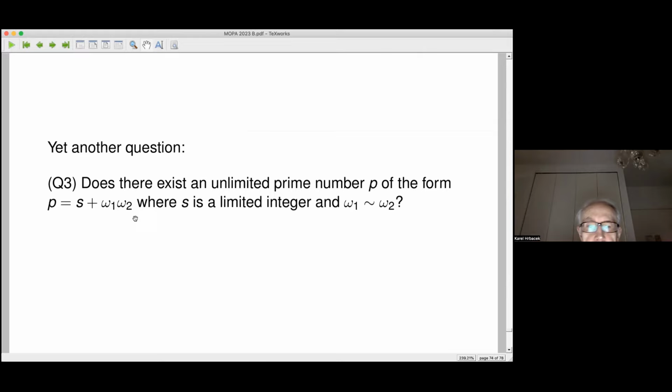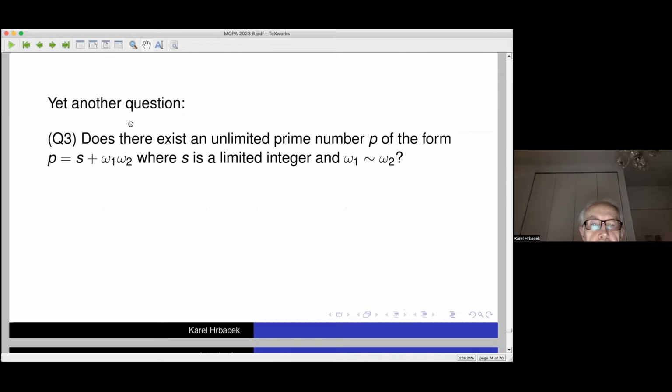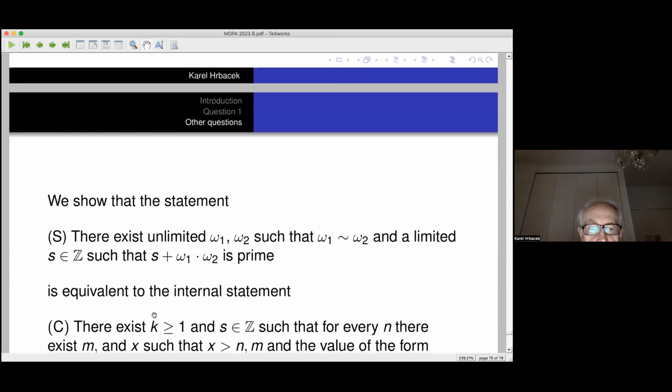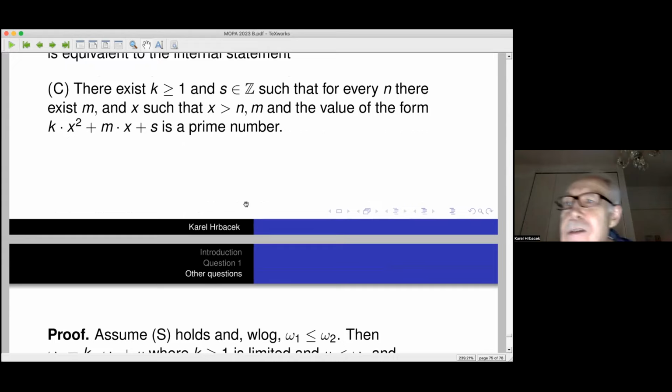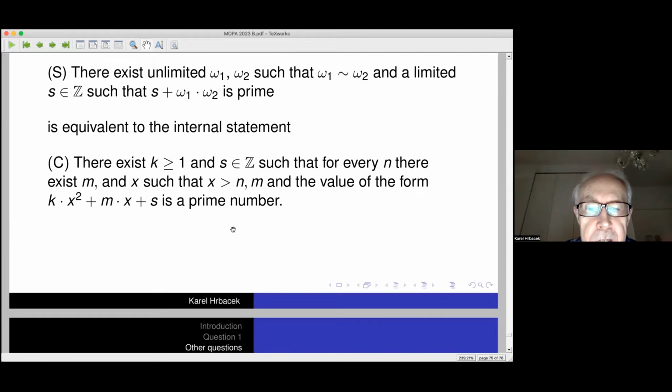But if one works out the standard equivalent of this question, it comes to something that looks very much like at least a special case of the Bunyakovsky conjecture, that there are quadratic polynomials that have arbitrarily large prime values. So I guess I don't have time to do that. And since it's 1:59 by my watch here, I thank you all for listening, and that's the end.